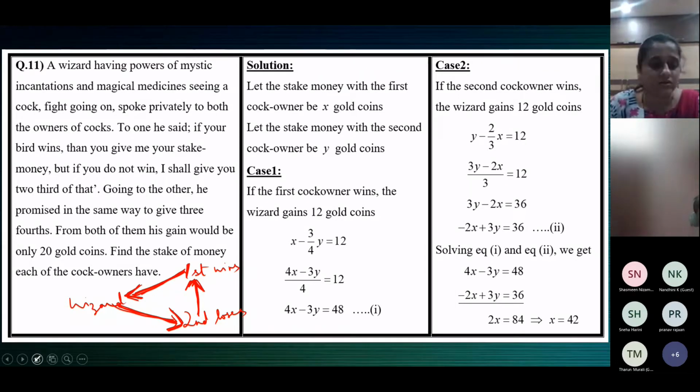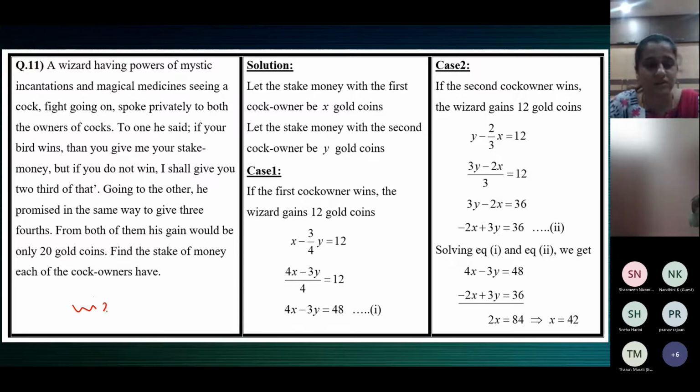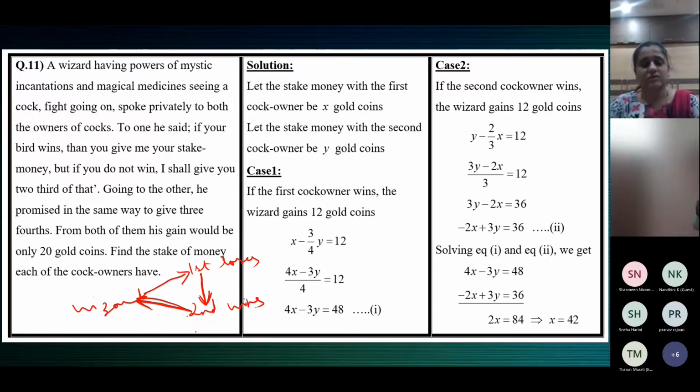So now, same thing when the second one wins. Wizard, first, second. If the first one loses and the second one wins, if you win, you'll have to give your stake money to the wizard. But the first owner is going to give you money because you have won, right? So he will give his money to you. You will give your stake money to the wizard and the wizard will pay the loser. So everybody gets money. So like this, the wizard is benefited. He has nothing to do, but he still gains 12 gold coins in both the cases.